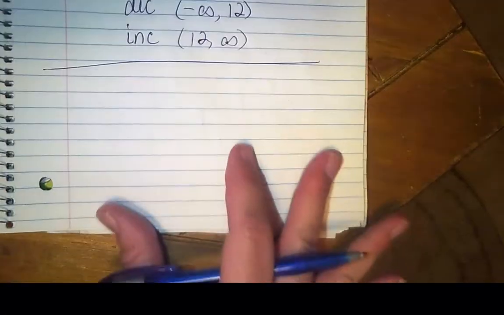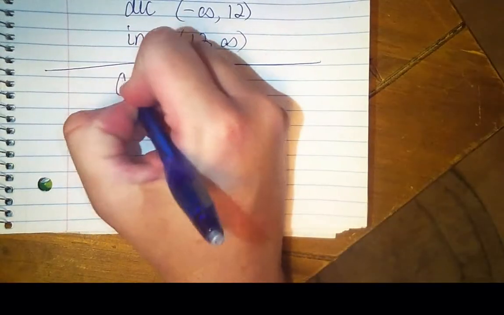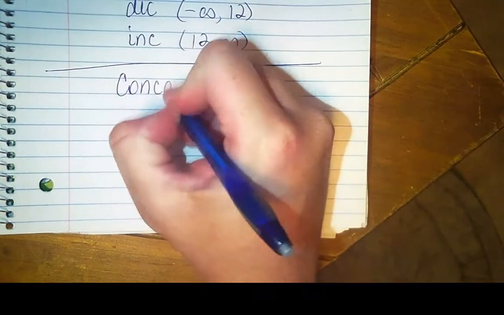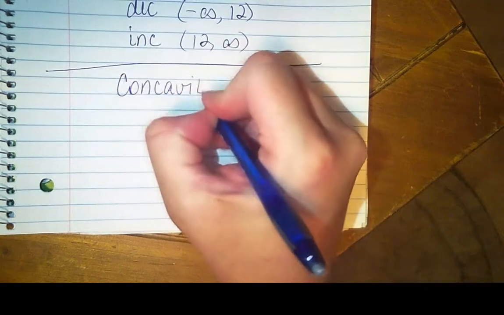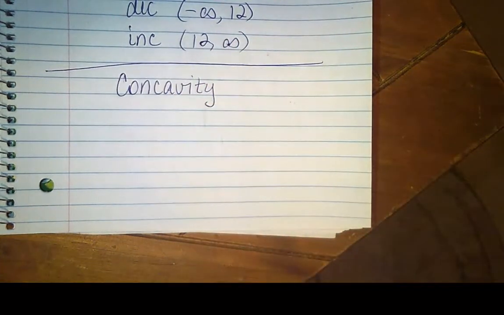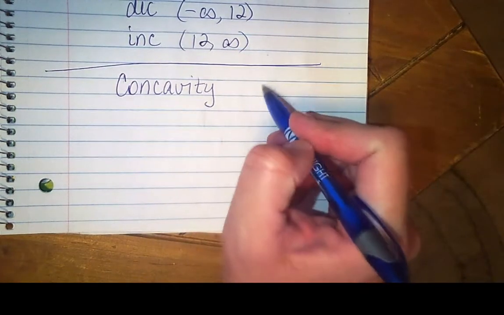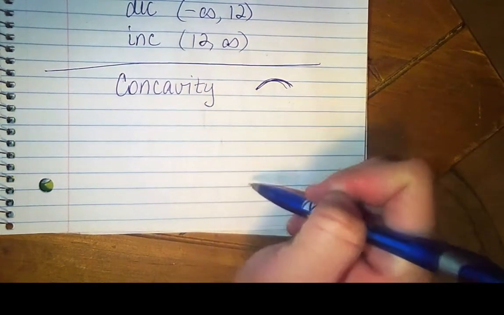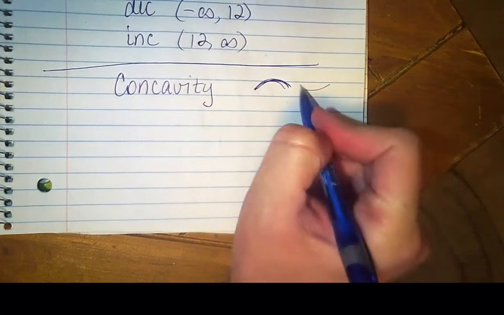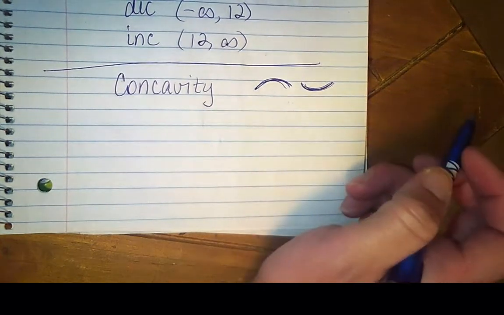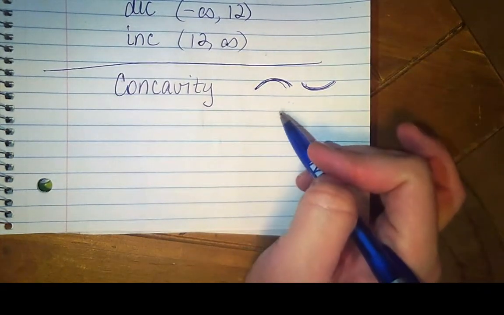All right, so in 4.2, we're going to start talking about concavity. And you may have heard the terms concave and convex. But in math, we're going to use just concave up and concave down. The reason is that if I say that this is concave, or if this is concave, you're really not sure what I'm talking about.